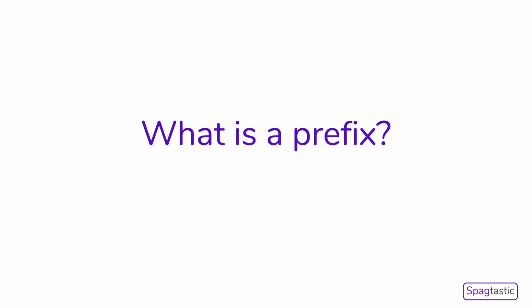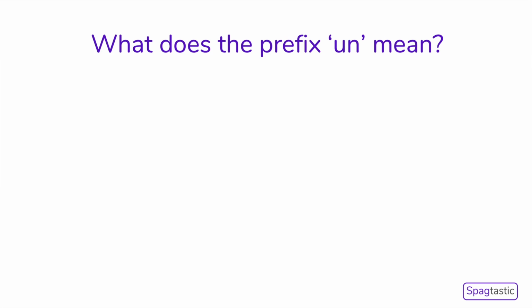What is a prefix? A prefix is a letter or group of letters that is added to the start of the word to make a new word. Prefixes change the meaning of the word when they are added. We are going to learn about using the prefix un. Let's look at some examples.